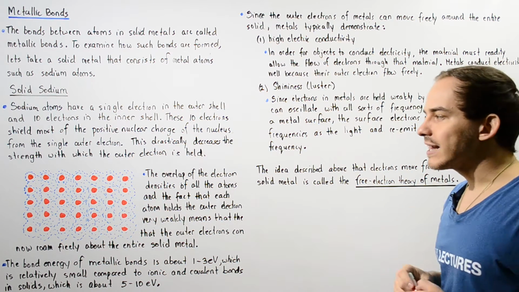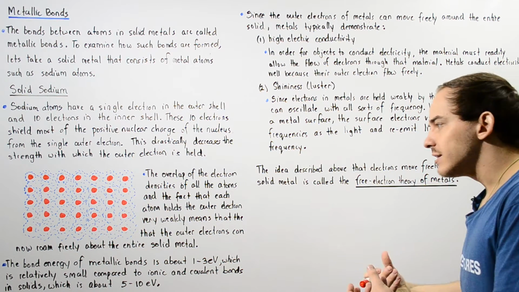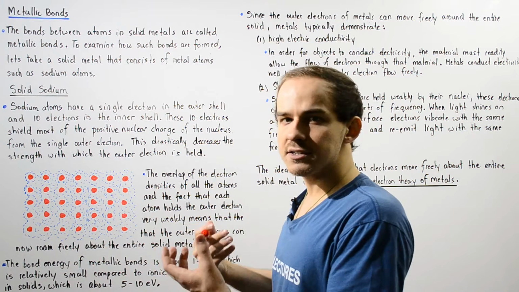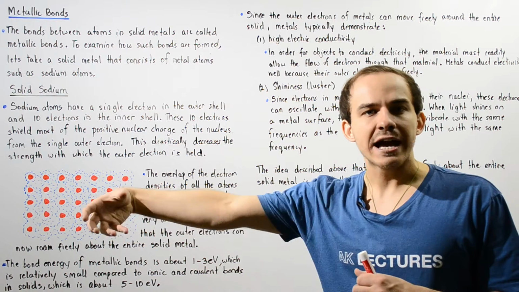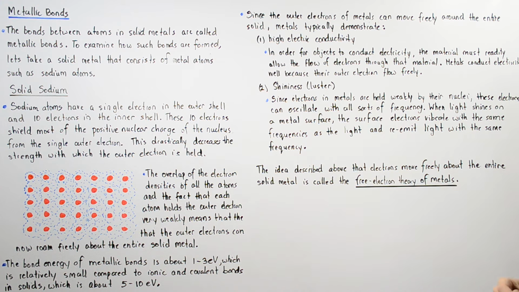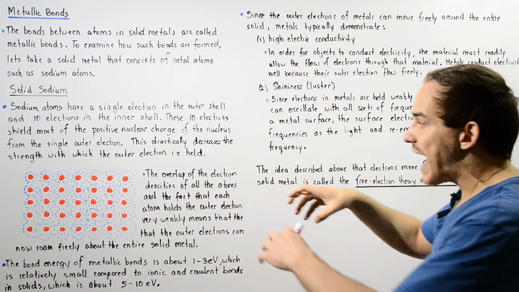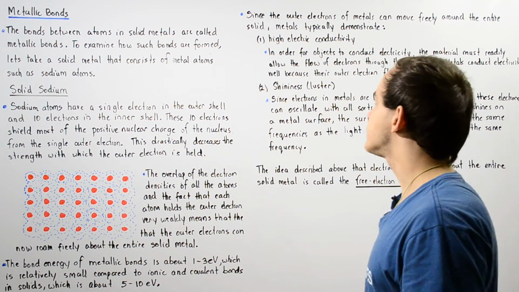So, why exactly can they conduct electricity? Remember, whenever a molecule or a solid conducts electricity, that basically means it allows a pathway for electrons to flow from one end to a second end. Now, in order for objects to conduct electricity, the material must readily allow the flow of electrons through that material. And metals conduct electricity well because their outer electrons can roam freely about the entire solid metal.